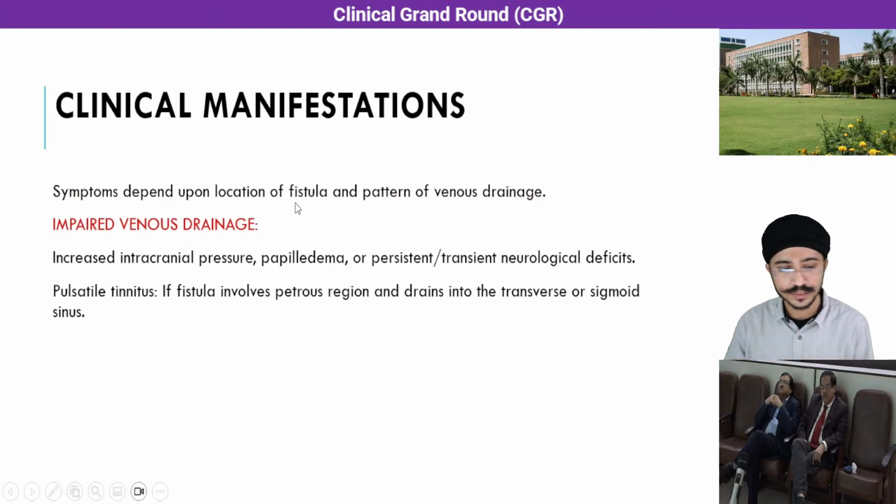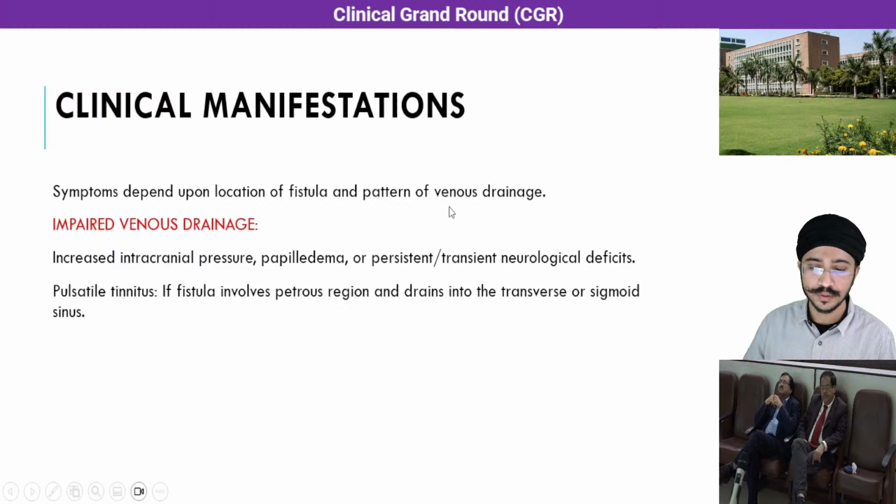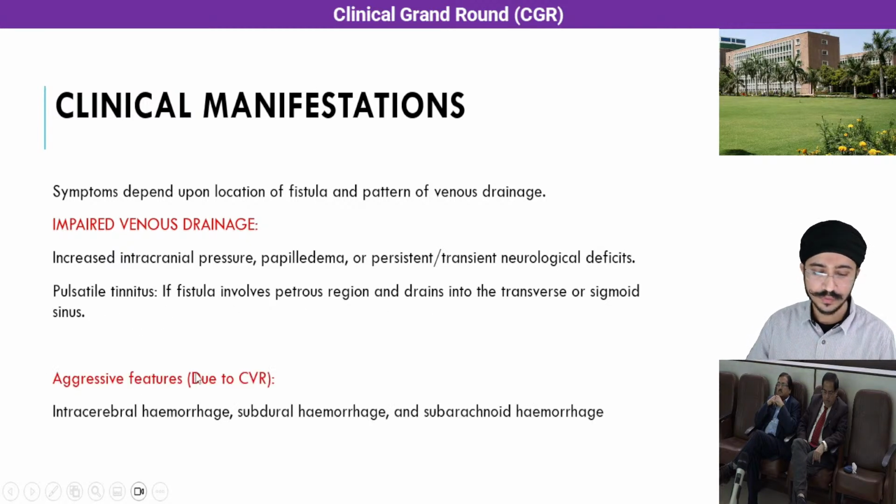The clinical manifestations depend firstly upon the location of the fistula and the pattern of venous drainage. Most of the symptoms are due to impaired venous drainage. The patient might present with clinical features of increased intracranial pressure, papilledema, and transient or persistent neurological deficits. Pulsatile tinnitus is observed when the fistula involves the petrous region and drains into the transverse or sigmoid sinus. The aggressive features that we have to note in a case of a dural AV fistula are intracerebral hemorrhage, subdural hemorrhage, and subarachnoid hemorrhage.